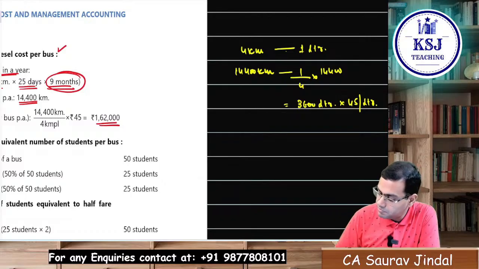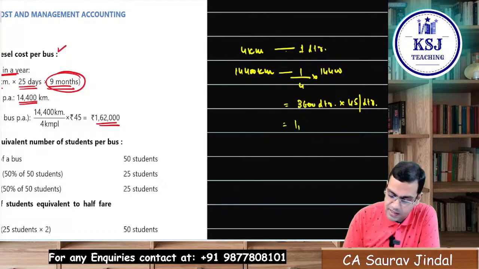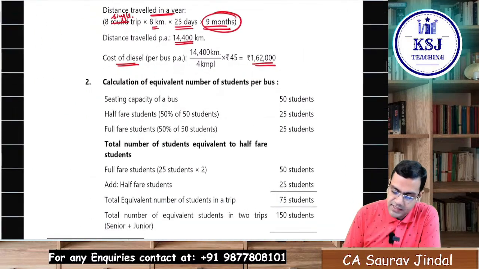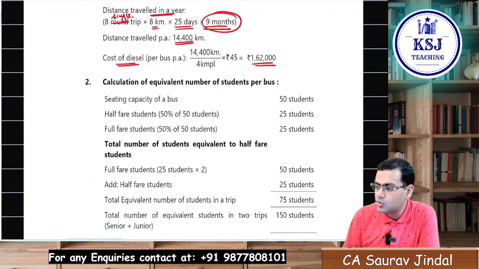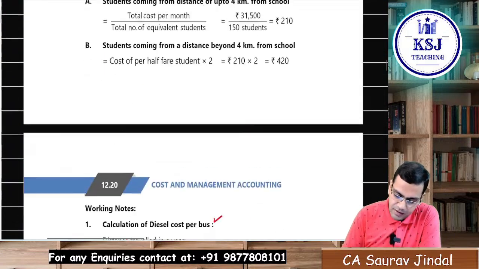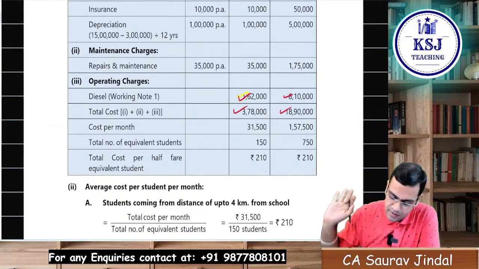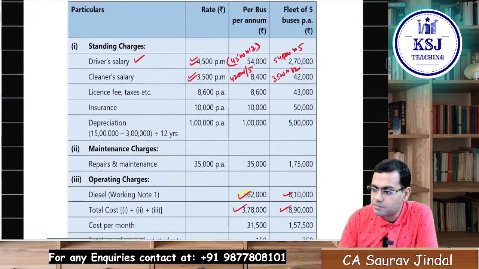45 rupees per liter. That comes to 1,62,000. Clear, sir? This is the cost of diesel, 1,62,000. So this is the diesel cost. We have calculated the total cost. This was the first part of the question, right? This was the first part of the question.